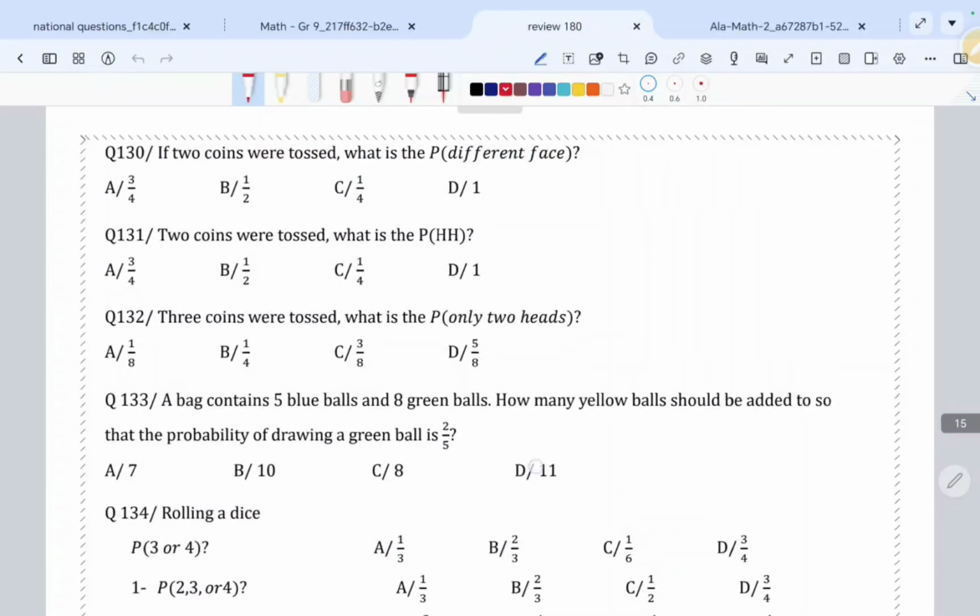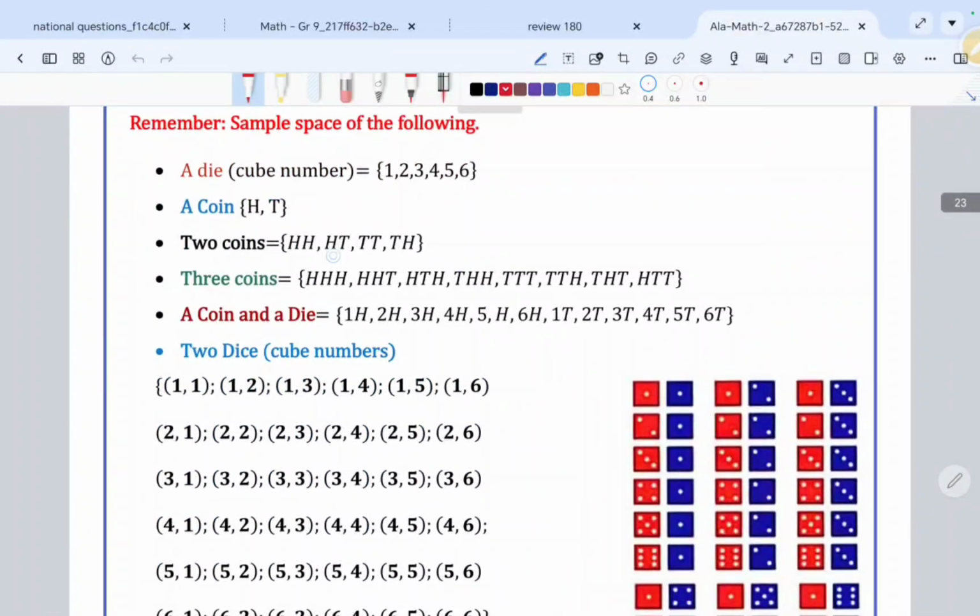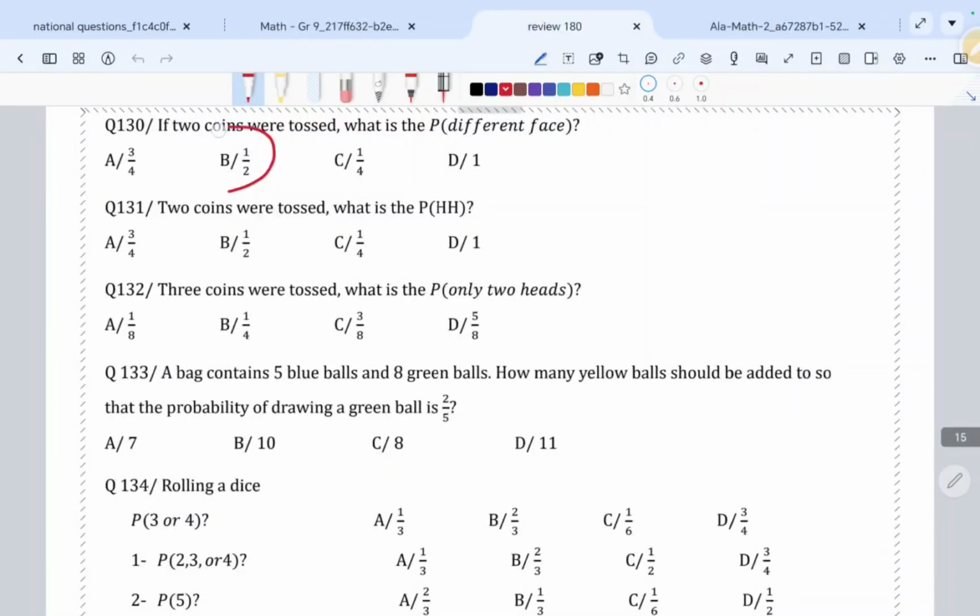Pay attention, okay? They ask about different faces. Different faces, this is HT and TH. So it's 2 out of 4. 2 out of 4 in simplest form is 1 out of 2. Okay, so which one is correct? 1 out of 2 is the correct answer. With 2 coins, what's the probability of HH? Exactly HH, so it will be 1 out of 4.